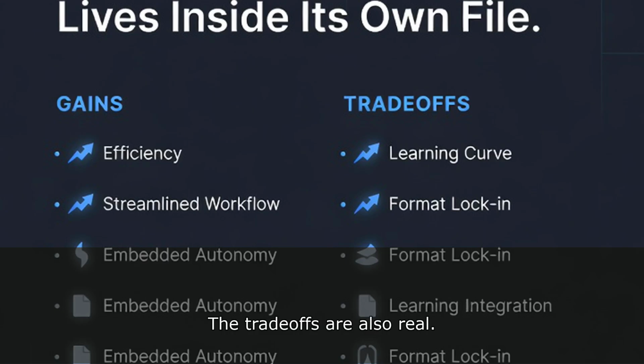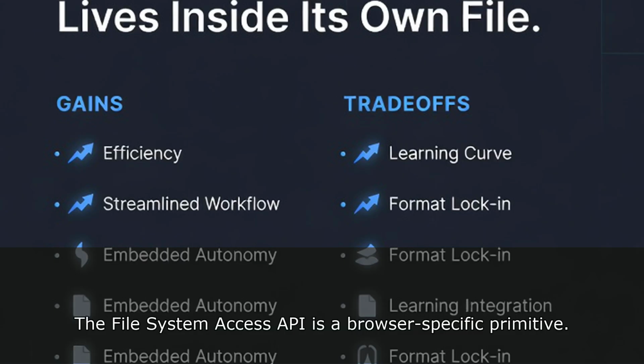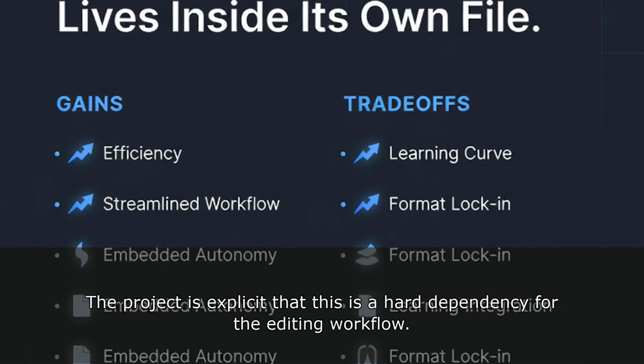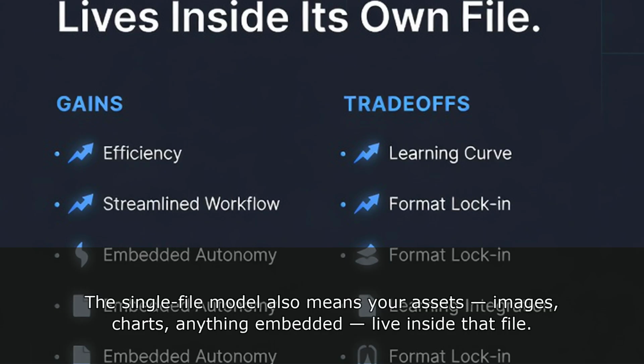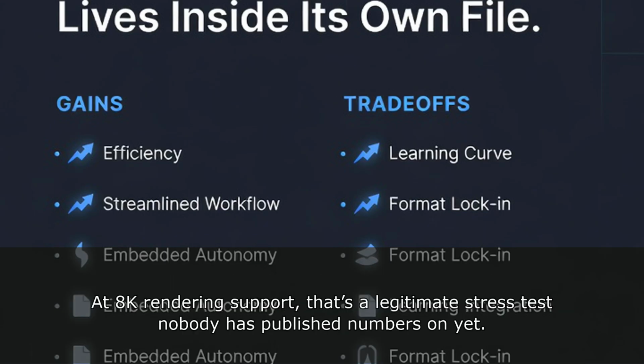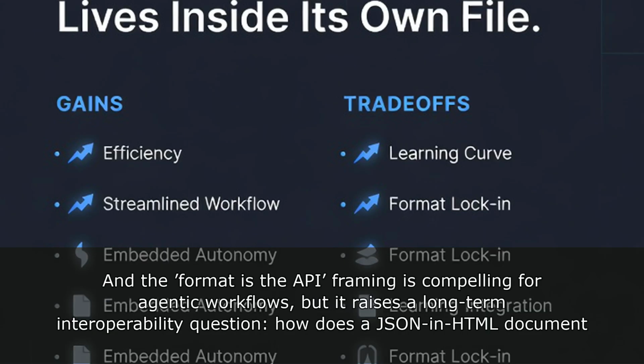The trade-offs are also real. The File System Access API is a browser-specific primitive. If you're on a platform or browser that doesn't support it well, the seamless in-place save experience degrades. The project is explicit that this is a hard dependency for the editing workflow. The single file model also means your assets, images, charts, anything embedded live inside that file. The brief notes an open question about how the Morph engine scales with complex decks containing many high-resolution assets. At 8K rendering support, that's a legitimate stress test nobody has published numbers on yet.